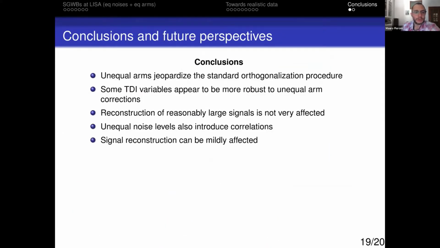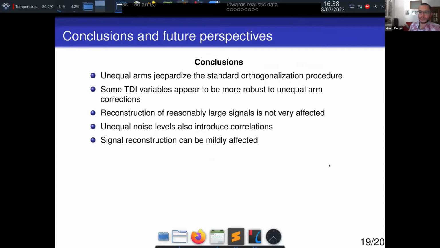That's pretty much everything I wanted to say. So let me draw some conclusions. Unequal arms compared to equal arms can change some things, break orthogonality. We must be careful with this. Reconstruction of signal parameters and noise parameters can be affected, but it seems like it's not too terrible at this level.